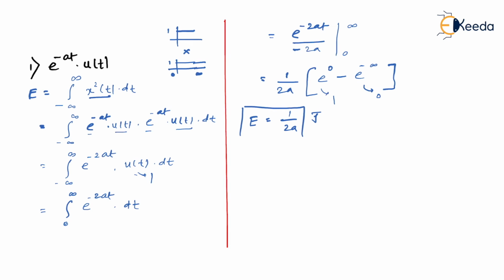Of course, a would be some positive constant which will make the energy finite. Since it is finite, definitely power is equal to 0. And now we are coming to the conclusion that it is an energy signal.